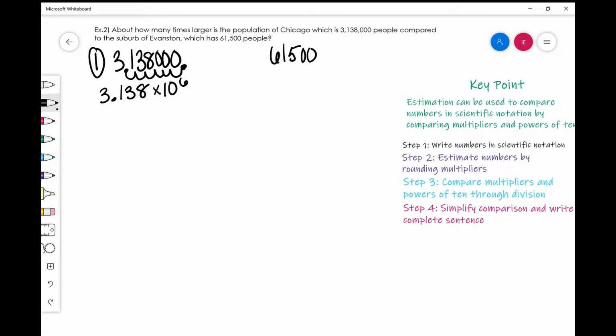Our second number, I'll have 6.15, again to get a multiplier between 1 and 10. If that's where my decimal place is going to go, I need to move my decimal place over how many times? I need to move my decimal place over 4 times so that I'll have 10 to the power of 4. And now I've written my numbers in scientific notation.